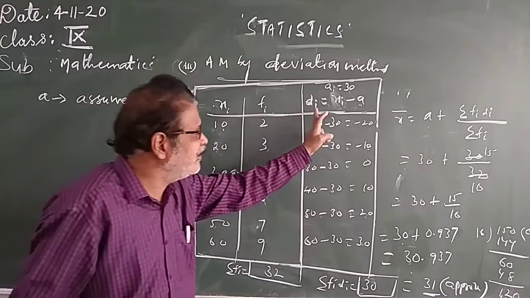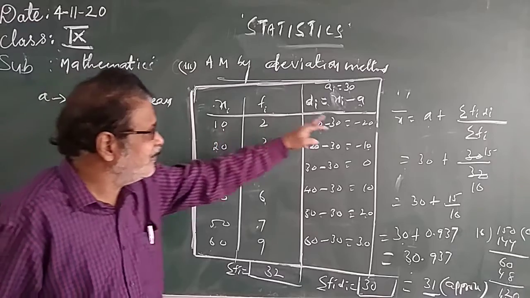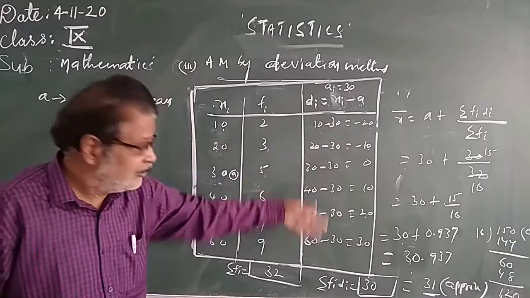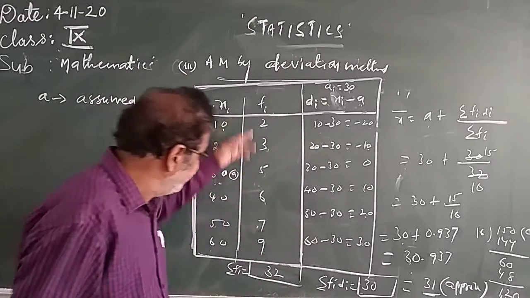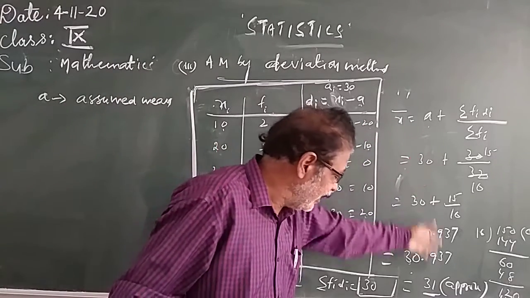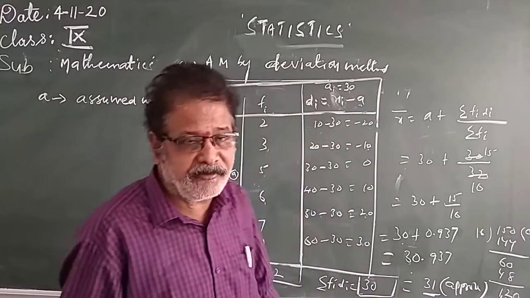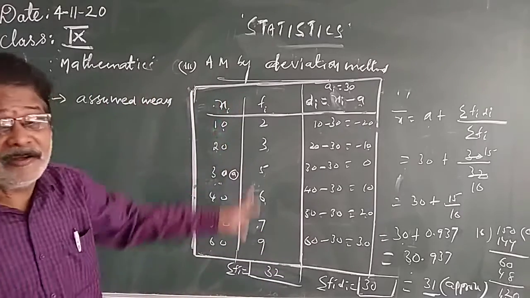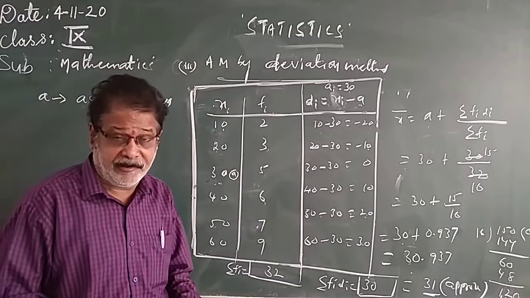So find out di's. How do you get di? xi minus a. Like that we got it. Sigma fi di. This is the total frequency. So the formula we wrote, and we substitute the values. At last we got 31. This is the way of finding the arithmetic mean by the deviation method. I hope you understand.